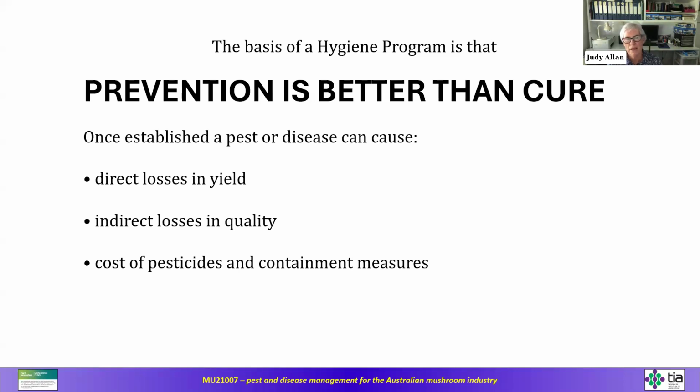And then there's indirect losses in quality, and also with picking, and the cost of pesticides and containment measures, and that can be quite significant. I've talked to big farms when they've got a bubble problem and they were spending 70 man-hours a week containing their disease, doing spot treatment. So that's a significant cost. Next slide, thanks.